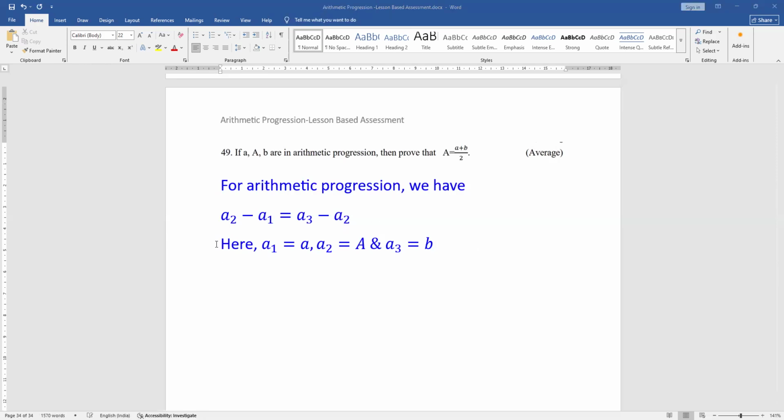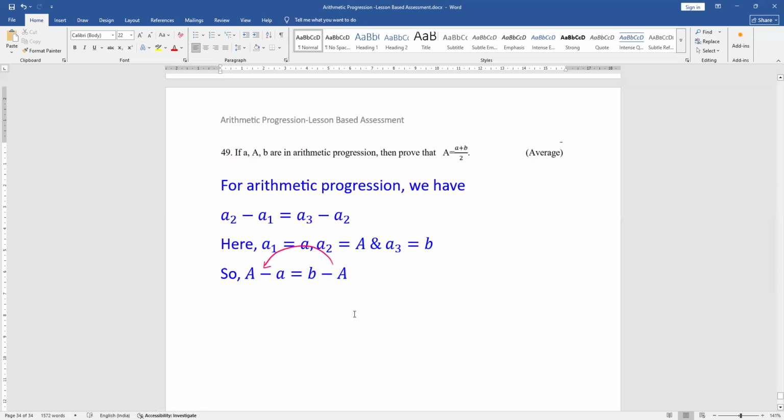Now I take the same formula here and show you the substitution. For A2 I put capital A. What is A1? A1 will be small a. Put small a here. And what is A3? A3 is small b. And A2 again is capital A. Then I just transpose this capital A to the left hand side.